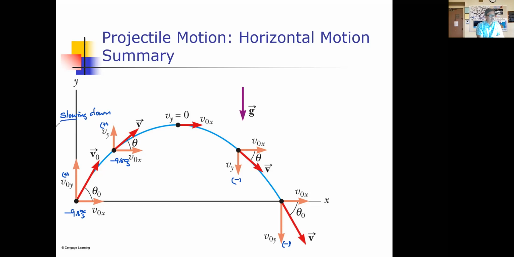It's slowing down because velocity is positive, acceleration, or g, is always going to be negative. The signs are opposite. Okay.